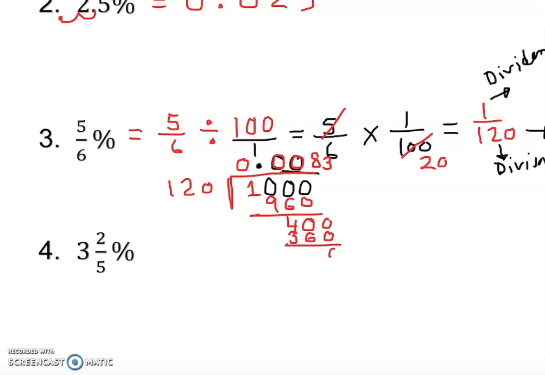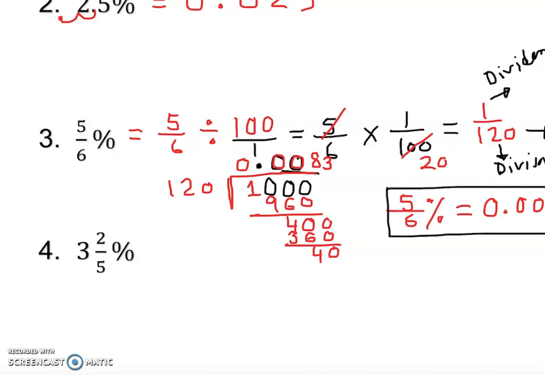Look, it's going to keep going on and on. You see, 40 is going to keep going on and on, so we don't want any further. We already have our decimal. So 5 over 6 percent is equal to 0.0083. That is how we find this one actually.